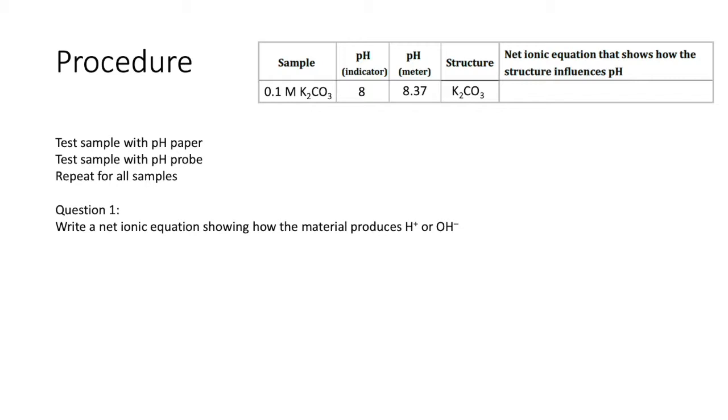The post-lab question tells you to write a net ionic equation that shows how the material produces either H plus or OH minus, so lowers the pH or raises the pH. And it specifies a net ionic equation because many of the materials that are listed in your table, many of the samples that you'll be testing, are salts. So when you add them to water, they dissociate, and there are often spectator ions that don't take part in the reactions. So we want you to write the equation that only shows the relevant bits of the reaction, that is, the net ionic equation.